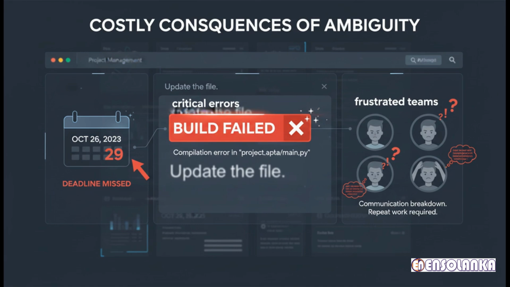In the world of technology, being unclear isn't just confusing, it's expensive. It can lead to some really critical errors, blown deadlines, and honestly, some seriously frustrated teams. The solution? We need to build our language to be just as precise as our code.